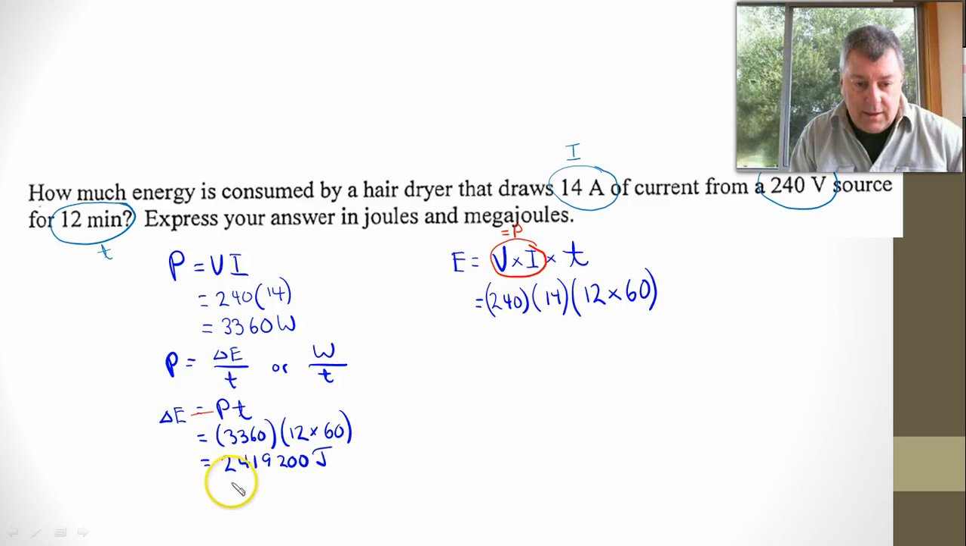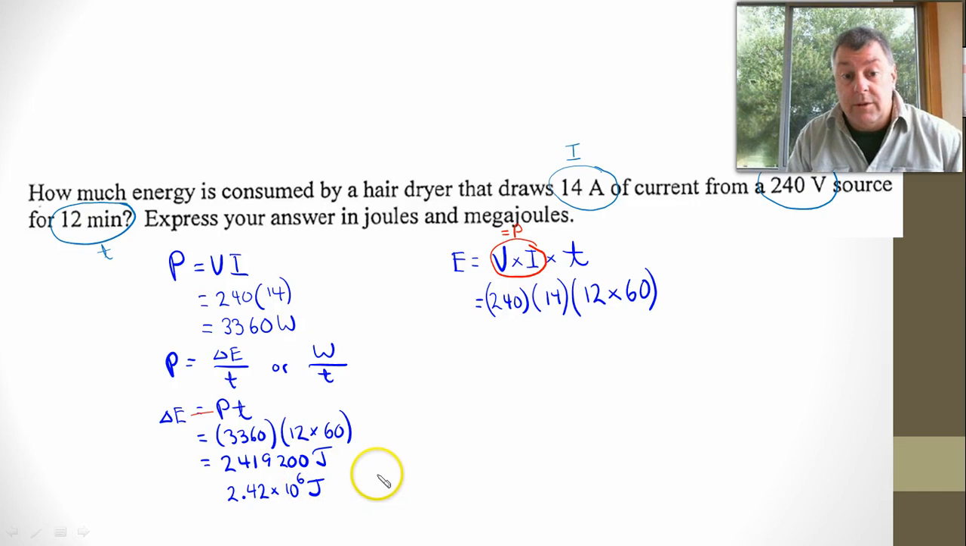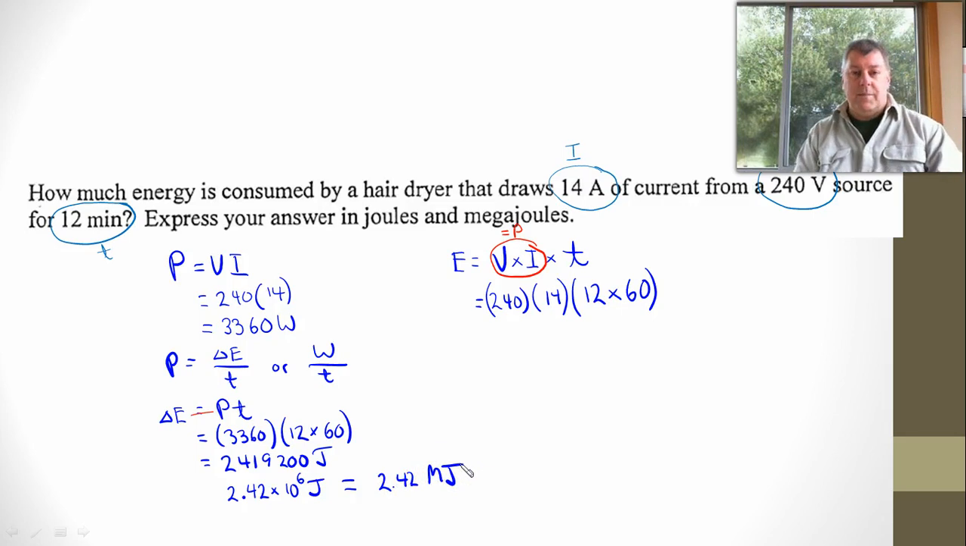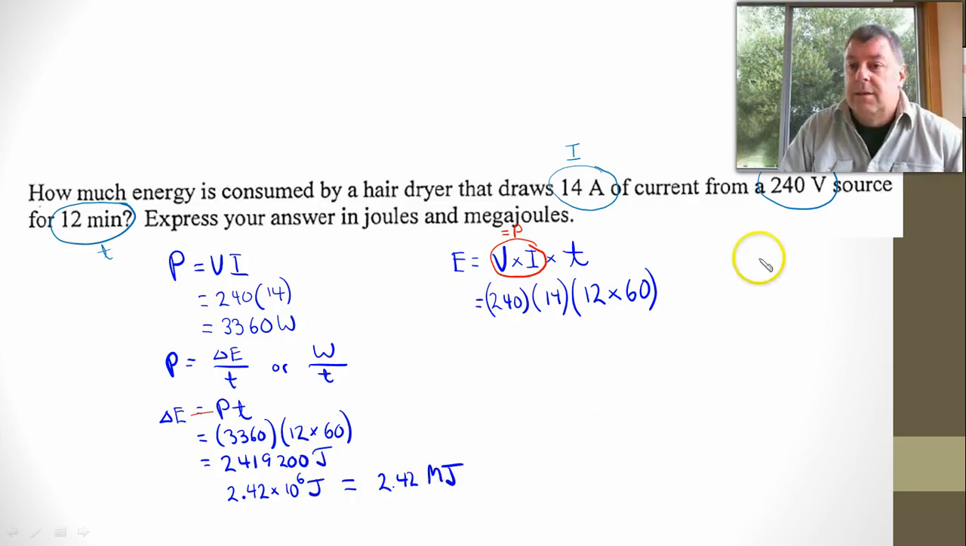Now we could rewrite that as, of course there's a decimal place there, and we jump 1, 2, 3, 4, 5, 6. So we could write it as 2.42 times 10 to the 6 joules. Okay, so there's our answer in joules and also in scientific notation. But we could also write it in megajoules, recognizing that mega means 10 to the 6, so we just replace that. So that is 2.42 megajoules. Okay, so hopefully we followed all that.